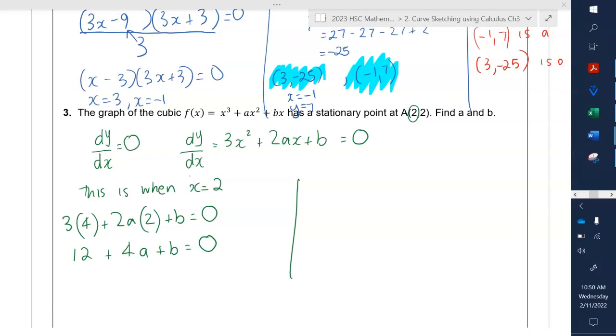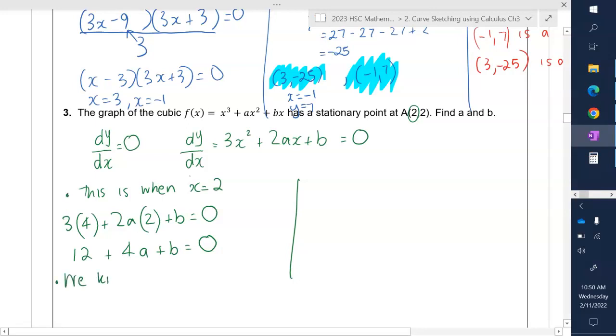What else do we know? What would we normally do? When we would normally differentiate our function and set it to 0, we'd get an x value, and then we'd pop that back into our function to get our y. So we know also, I'm going to write all that down, we know that f of 2 gives us 2. So we're subbing in that 2 here into our function to get our y. So that's going to give us another equation.